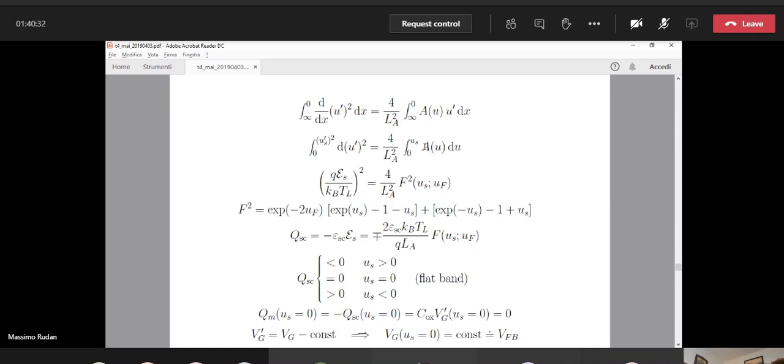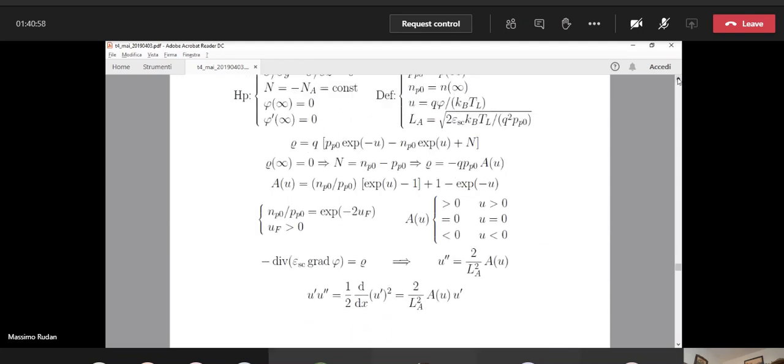Okay, so since the integral is never negative, we can call it f squared. Okay, because it can be demonstrated because of the properties of a that the integral is never negative. Okay, so this integral will depend, of course, on two quantities. One is us, and the other is uF, because this coefficient can be expressed as exponential of minus uF.